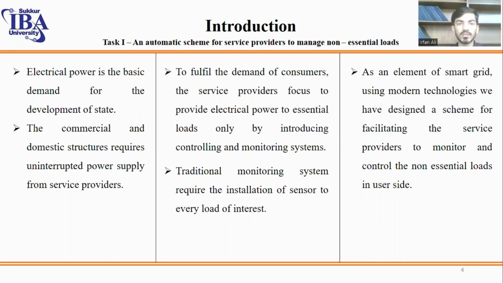Introduction. Task 1: An automatic scheme for service provider to manage non-essential loads. Electrical power is the basic demand for the development of a state. The commercial and domestic structures require uninterrupted power supply from the service provider. To fulfill the demand of consumers, the service providers focus on providing electrical power to the essential loads only by introducing controlling and monitoring systems into the power system.